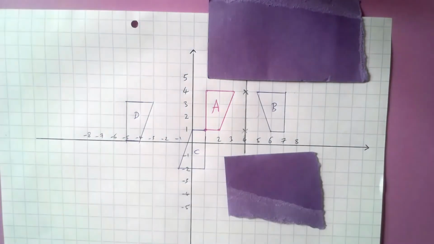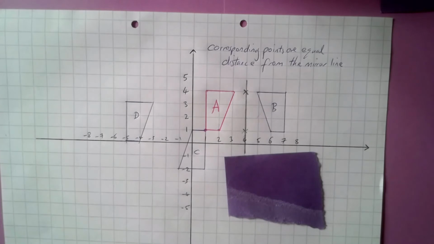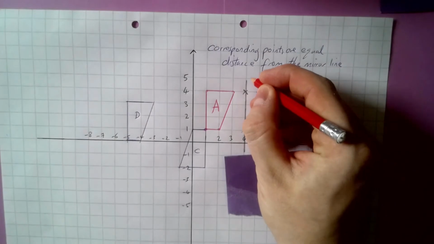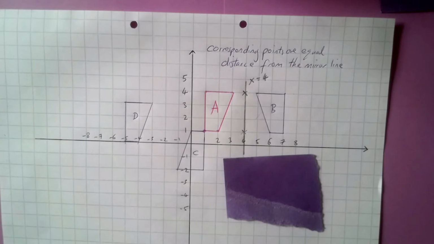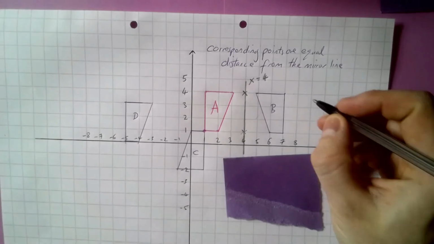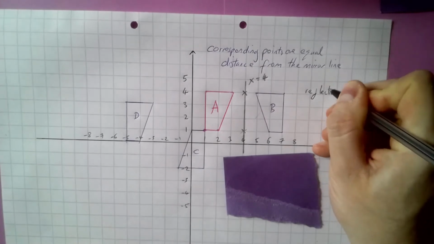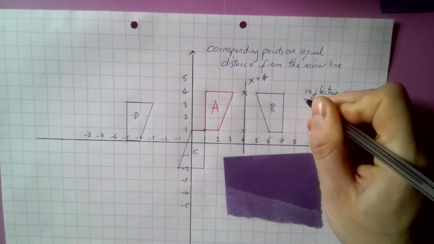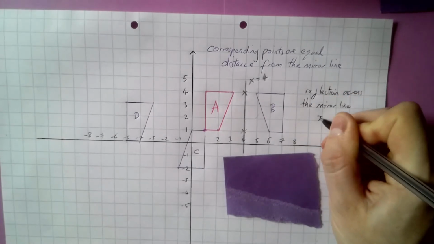Okay, the mirror line is going to go on forever, but I did miss, got a bit of paper in the way. I've written there exactly what we've learned from earlier, the corresponding points are equal distance from the mirror line. If we need to name this line, it's a vertical line passing through 4, so this is x equals 4. So you could say A to B is a reflection across the mirror line x equals 4.